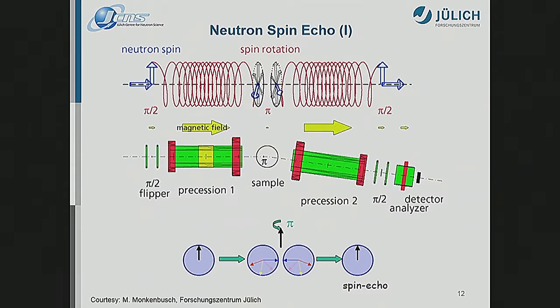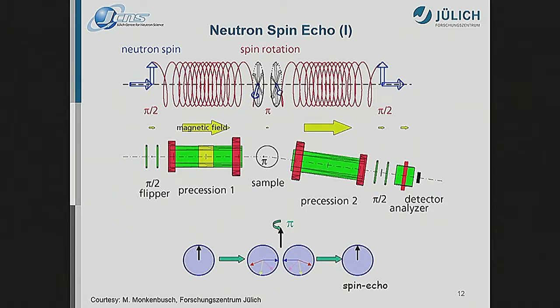You prepare the spin like this. They start to precess because they have different velocities. Their spin at the end of the first coil is slightly different. We do the pi flip, and then sort of unwind back to the original polarization state. And that's the name echo, because we prepare, and then we sort of echo back.